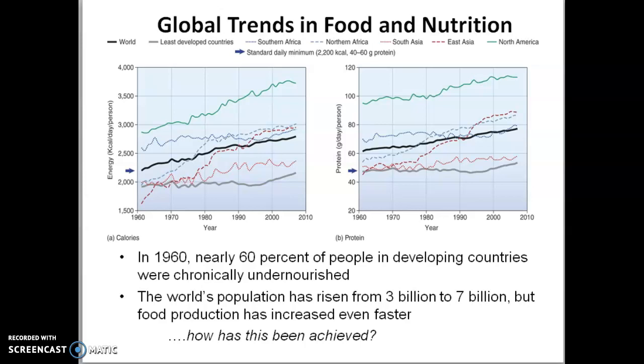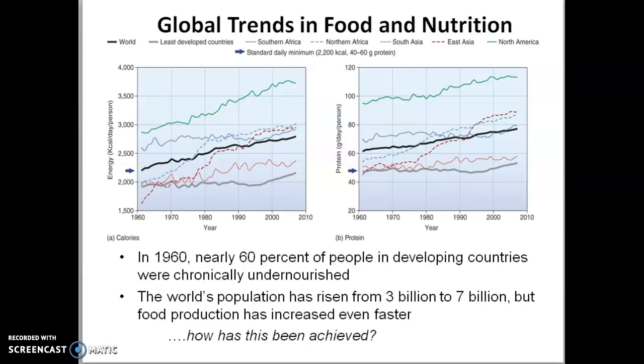So North America, first of all, you'll notice here that even in 1960, we were consuming more calories per person than we needed. You will know that on average, a standard daily minimum calorie recommendation is 2,200 calories. If you're a petite person, it might be a little bit less than that. If you're a larger person, it will be a little bit more. And certainly if you have a job that's very energetic or you're an athlete, you will require more still.